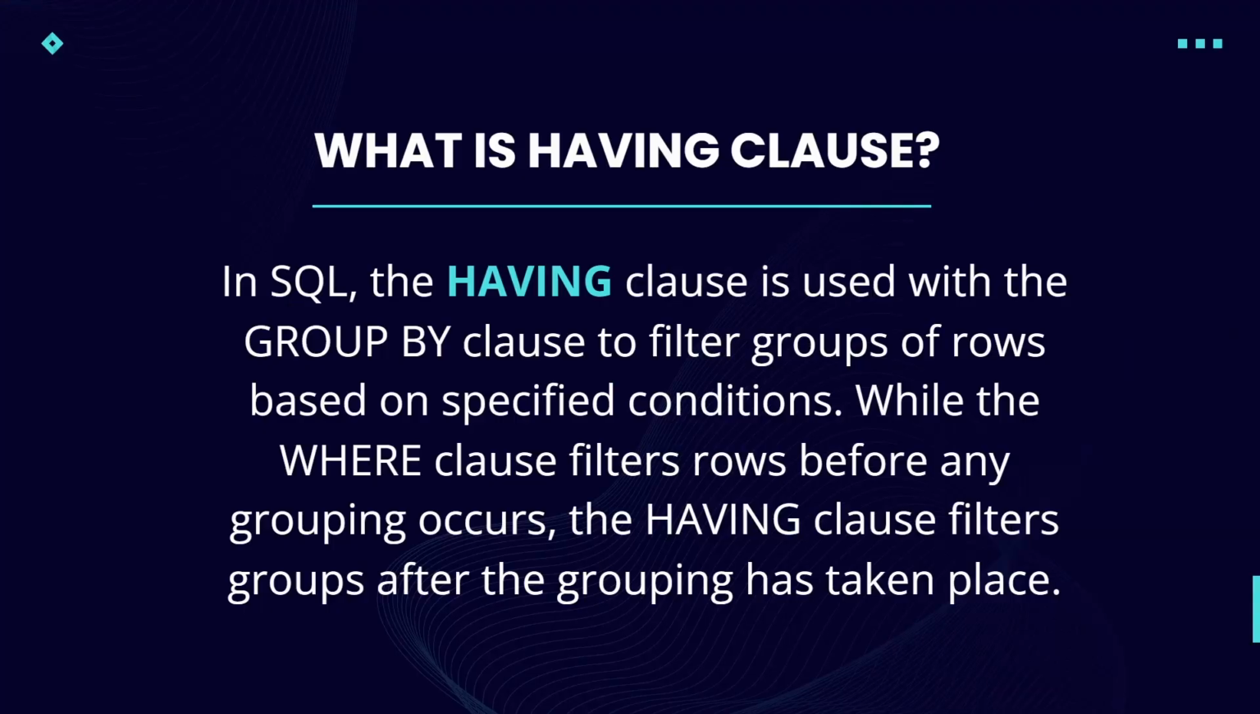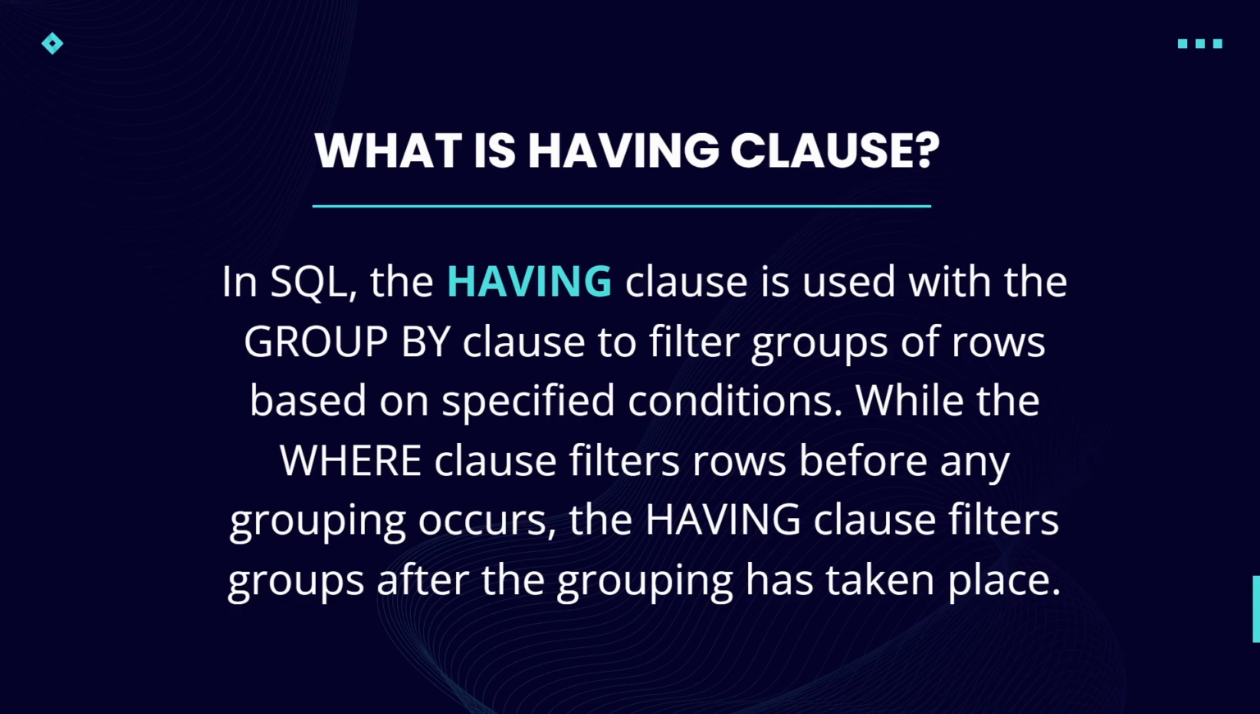The having clause in SQL is used in combination with the group by clause to filter the results of a query based on aggregated values. Unlike the where clause, which filters individual rows before grouping and aggregation, the having clause filters grouped rows after the grouping and aggregation has been done.